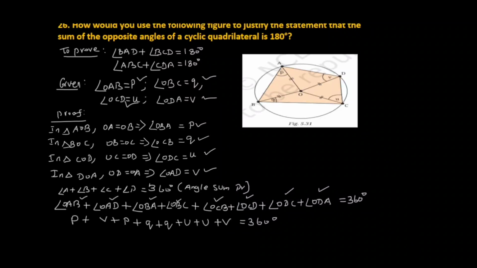Now we have 2 P's, 2 V's, 2 U's, 2 Q's. So 2 times (P plus Q plus U plus V) is equal to 360 degrees. So P plus Q plus U plus V is equal to 180 degrees.